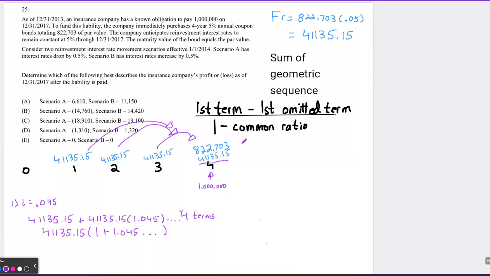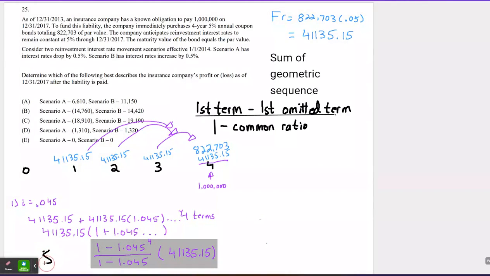And so now we're going to use this. The sum of a geometric sequence is the first term times 1 minus the first omitted term, 1.045 to the 4th power, over 1 minus the common ratio, so 1 minus 1.045. And don't forget that this is still here, so it's going to be times 41,135.15. That's directly a calculator problem. We just want to now calculate. This is going to be how much we get under scenario A. It's about keeping track of stuff now.